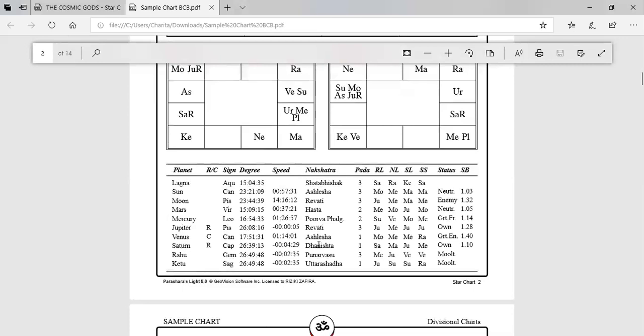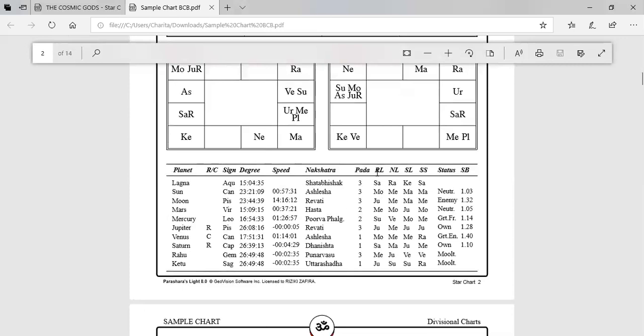Now, padas are pretty much just different departments, if you will, of the nakshatras. There are different categories or levels to each of the lunar mansions. So this is just a deeper perspective into the lunar constellations.